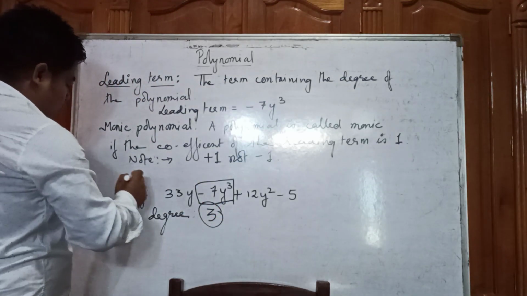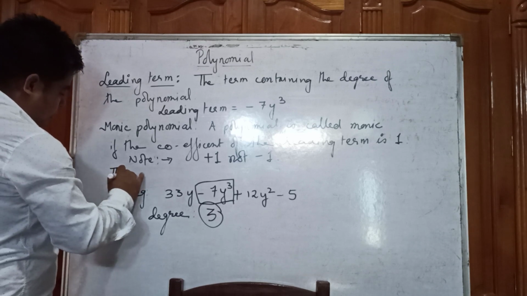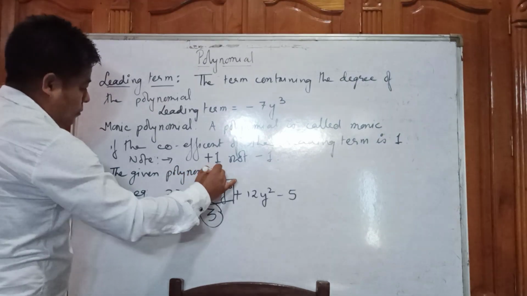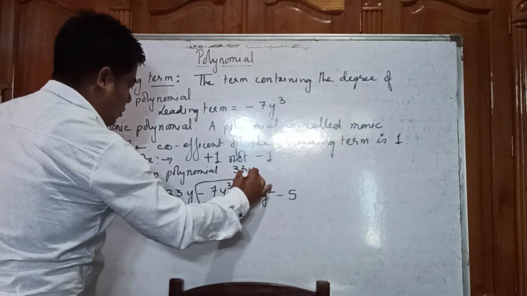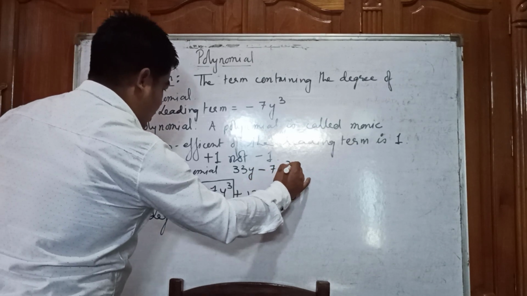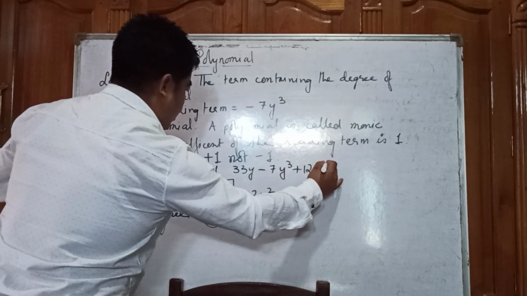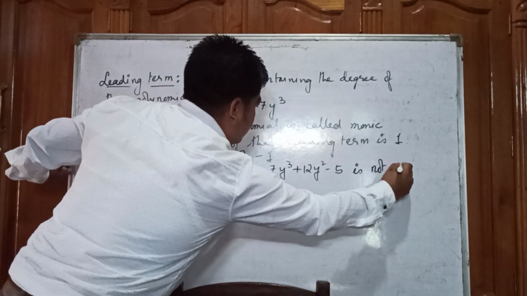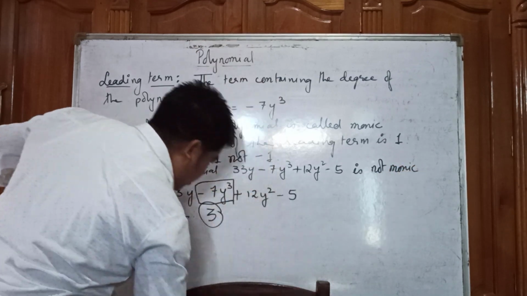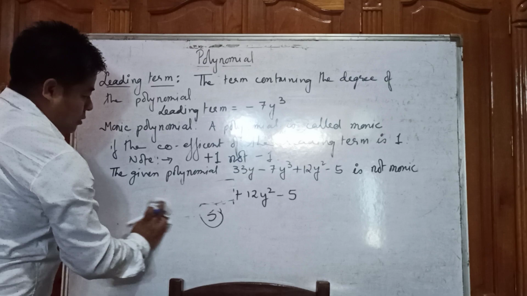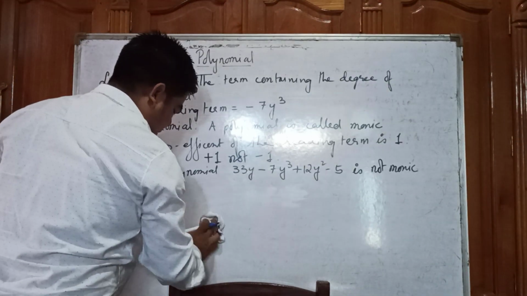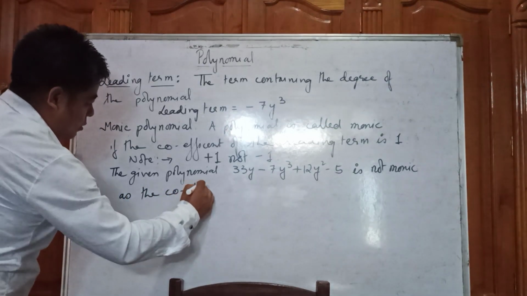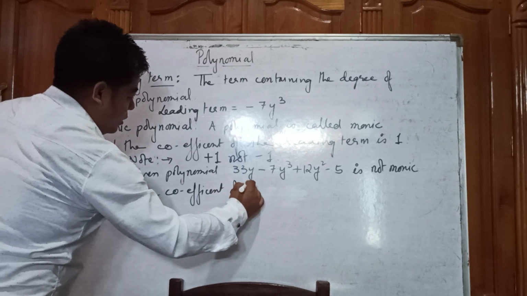Therefore, the given polynomial, let's say 33y minus 7y cubed plus 12y squared minus 5, is not monic. It is not a monic polynomial. Let me give you the reason why it is not called a monic polynomial. That is the coefficient of the leading term.